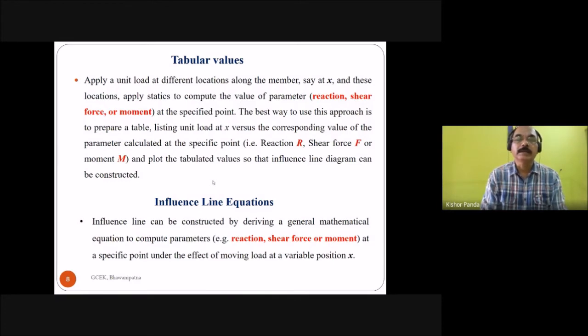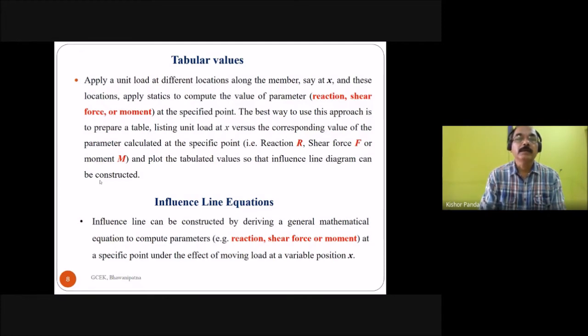Because on the x-axis, when the unit load is moving across a beam, you have to compute the parameter, reaction, shear force or moment, using the mathematical equations. Then you can draw the influence line diagram.